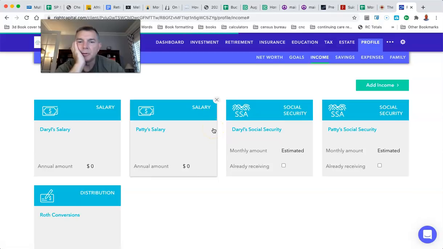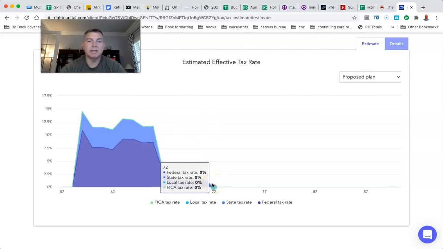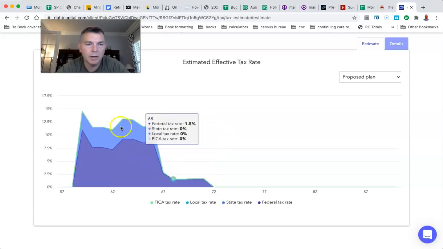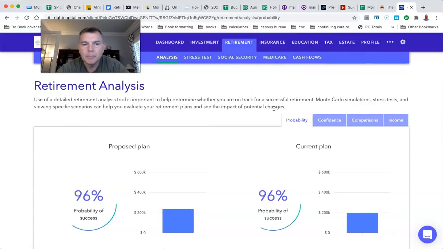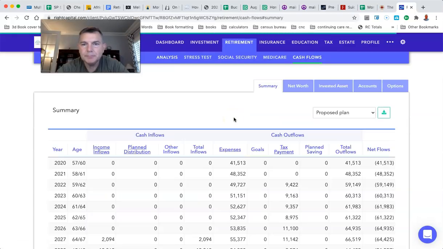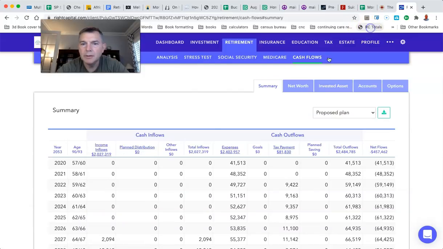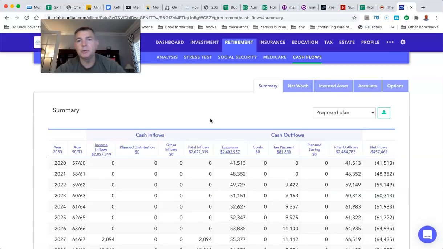Let's see. So we're doing 20,000 a year Roth conversions. And then by the time RMDs kick in, there's no more taxes due because everything's a Roth. That's got to be the better way, right? Let's go to retirement cash flows. And let's see. Yeah, okay. The best way to do it is just to fill up the tax bracket. Just do it all in one fell swoop, the 12% tax bracket.